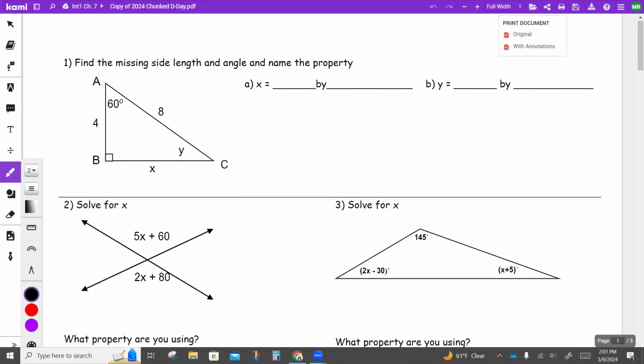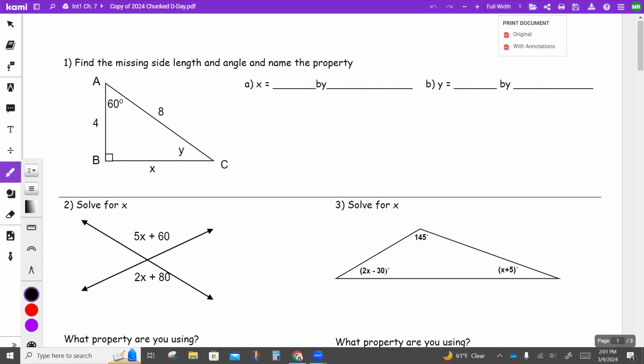So this video is for Integrated 1. It is the Chapter 7 D-Day 2024. So this is everything you're going to need to know for the Chapter 7 test. On number 1, it says find the missing side length and angle and name the property.